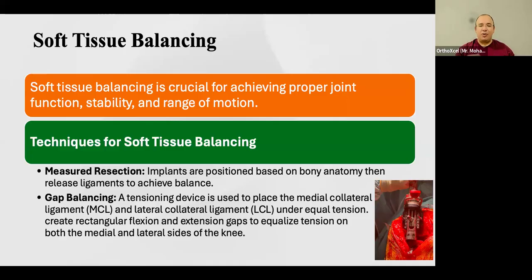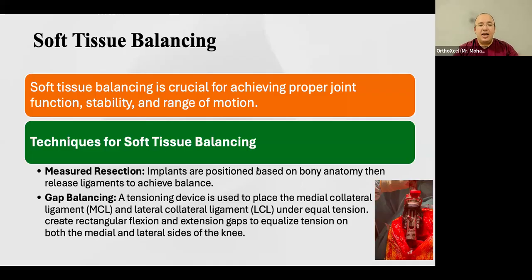But as I told you, the problem is you're using a standard method in a non-standard patient. The other way, which is more physiological and more balanced, is to use a gap balance. So you depend on the soft tissue balance to guide you how to cut your bone. The difference between measured resection and gap balance: with measured resection, you cut the bone, and the cutting of the bone will guide the balance of the ligament. But in the gap balance, you firstly balance the soft tissue and the ligaments, and this will guide you where to cut your bone.